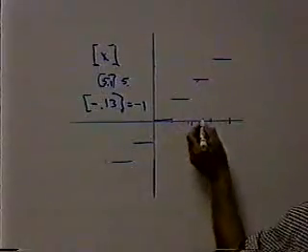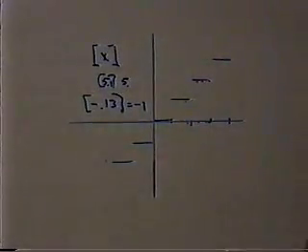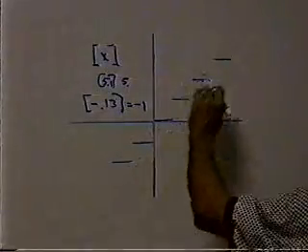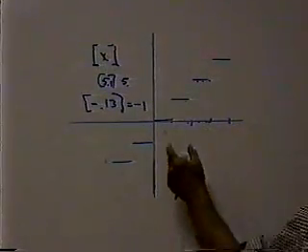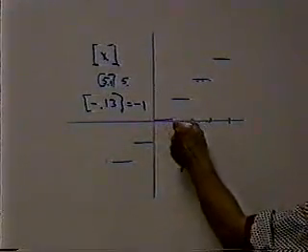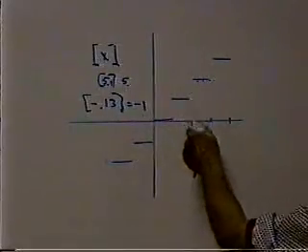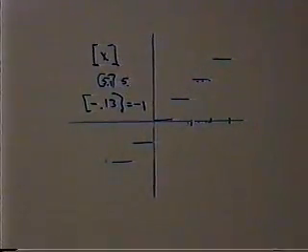2.1 is 2. 2.5 is 2. 2.9 is 2. So what we get then is this bracket, and this has a lot of uses. For instance, Postal Service. Everything between 0 and 1 ounce is 32 cents. Everything between 1 ounce and 2 ounces is 64 cents, and so on and so forth. So you can use this for writing different kinds of equations.